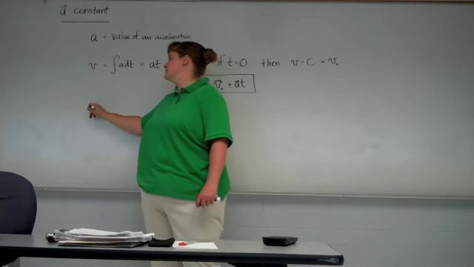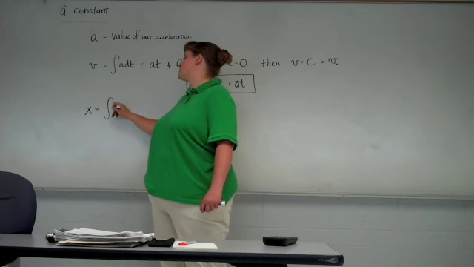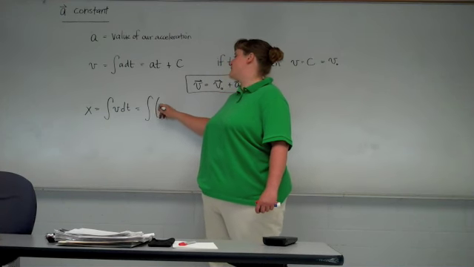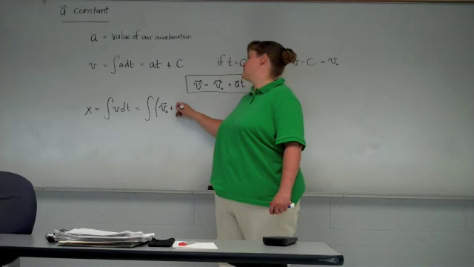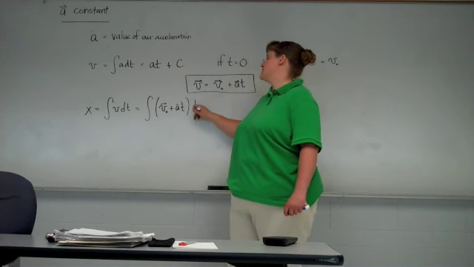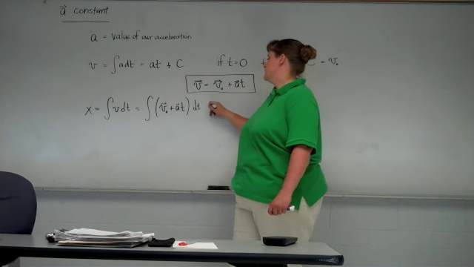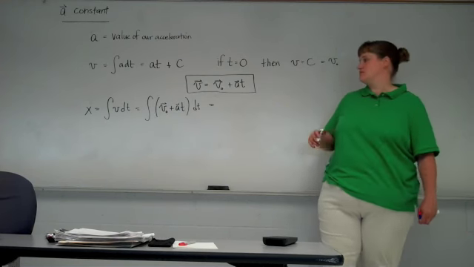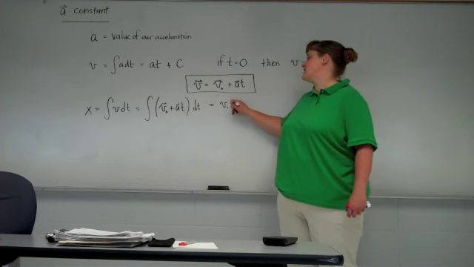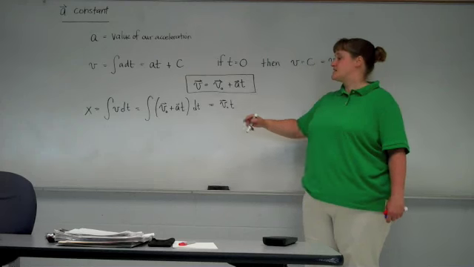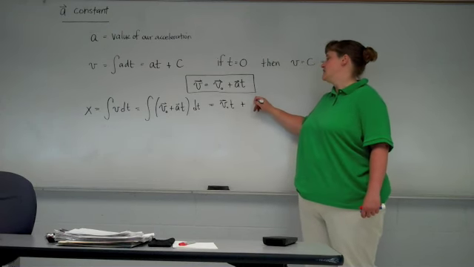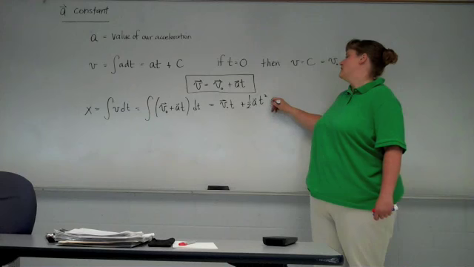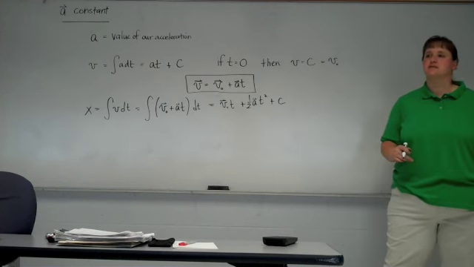Now position. Position is the integral of velocity with respect to time. So it's the integral of v naught plus at with respect to time. Well, v naught's a constant. That's just how fast was it going initially and in what direction. So we get v naught times t for the first term. Acceleration's constant. Integral of t is t squared over 2. Again, plus a constant of integration.